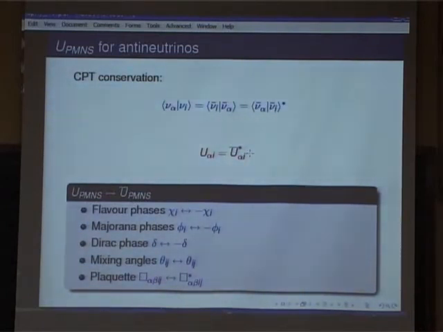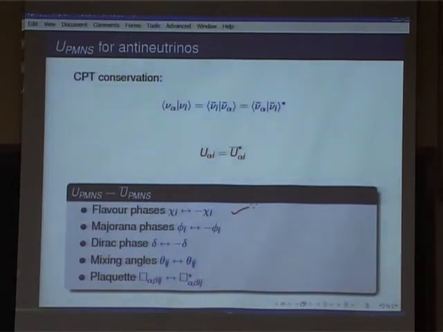So now it should be clearly obvious how we will write U_PMNS for antineutrinos. Just complex conjugate all the units. What does that mean? Whenever you have a phase e to the power i chi1, make it e to the power minus i chi1. That's complex conjugation. So chi1 goes to minus chi1, chi2 goes to minus chi2, chi3 goes to minus chi3. So all flavor phases will change sign.